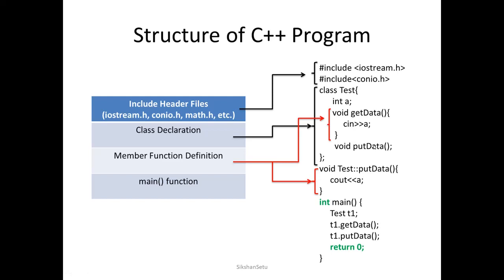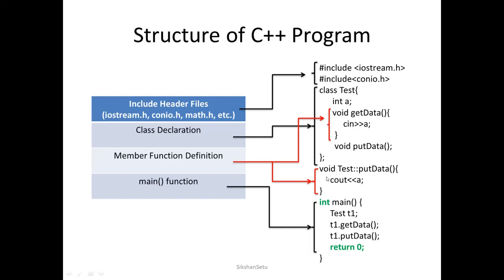So how can we give that outside the class? We can see this. We have written the return type void, then putdata. This putdata function belongs to the test class, so in place of writing only putdata we will be writing test, the scope resolution operator, and putdata, and then the definition of that particular function is given. So this is how member function definitions can be given. It can be either within the class or outside the class.